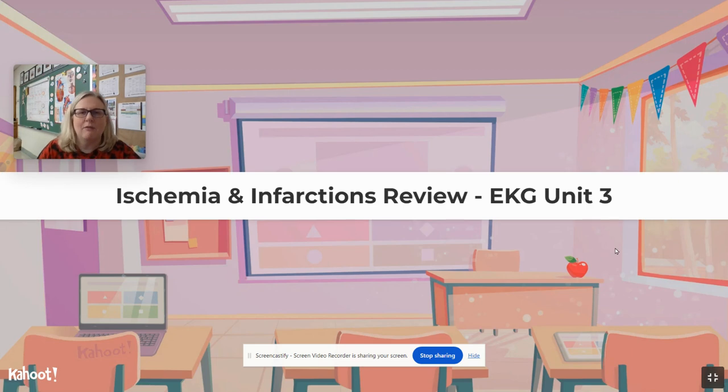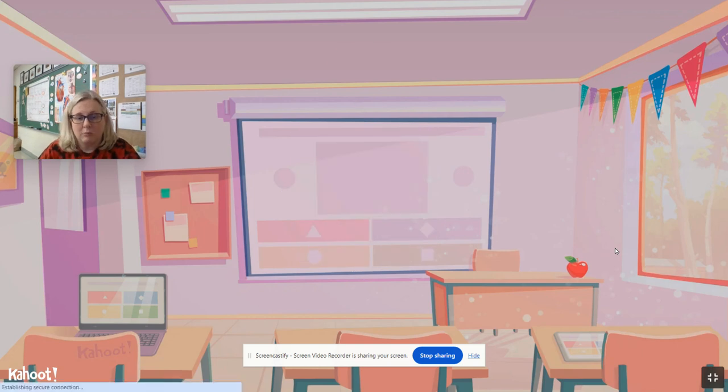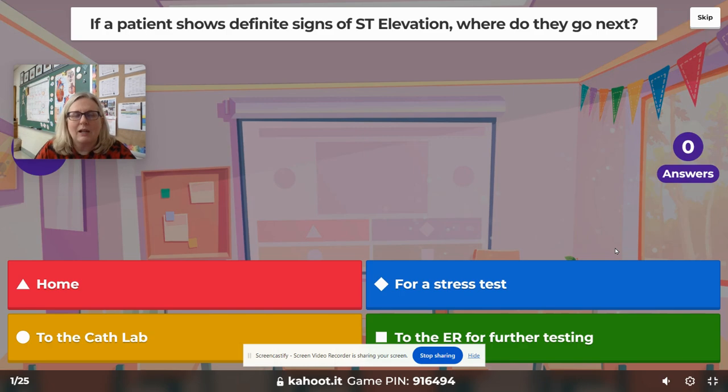This is your Ischemia and Infarctions Unit 3 review, and you guys can play along kind of in your head. Okay, if a patient shows definite signs of ST elevation, where do they go next? So you have to think about what ST elevation means, okay? So where do they go if they have ST elevation?